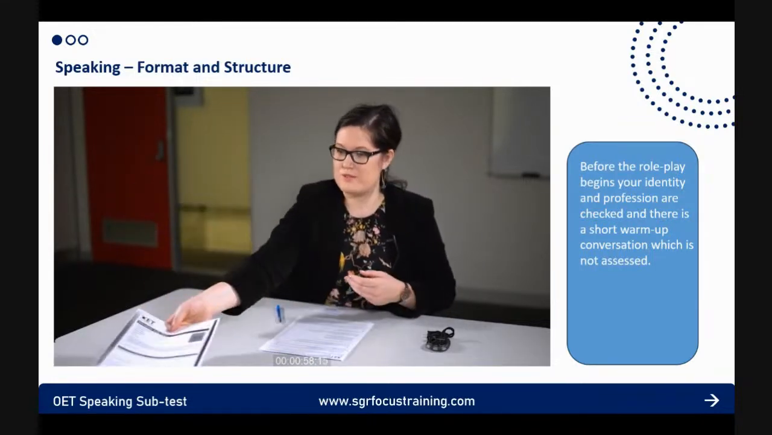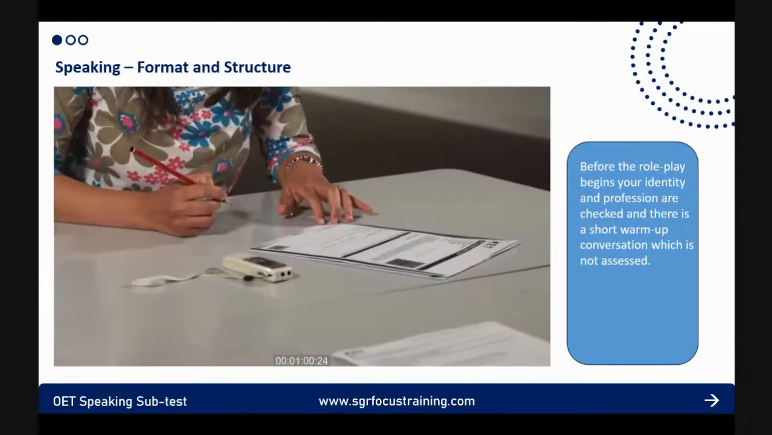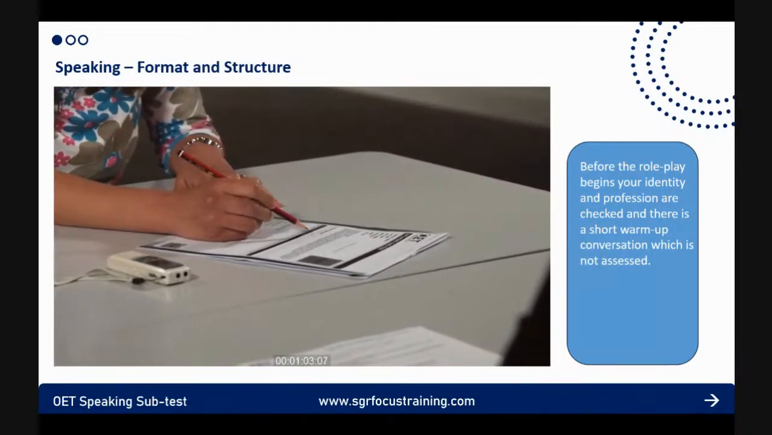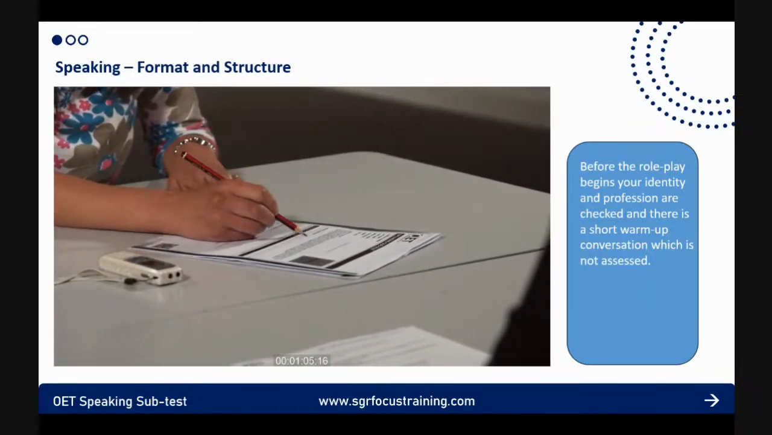Okay, so please confirm your details are correct on the test paper, and then read and sign the candidate declaration on the front of your booklet.